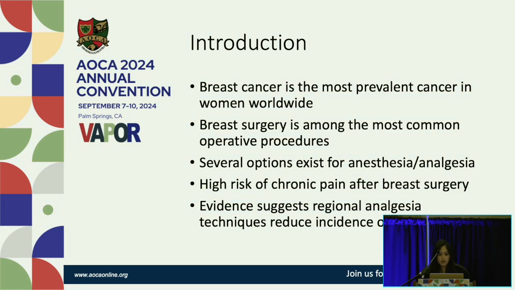So to start, breast cancer is one of the most prevalent cancers in women worldwide. There's an estimated 1.7 million women diagnosed annually. And breast surgeries are among the most common operative procedures, and numerous options exist for perioperative anesthesia and analgesia that can affect acute postoperative pain, persistent pain, and potentially cancer recurrence.